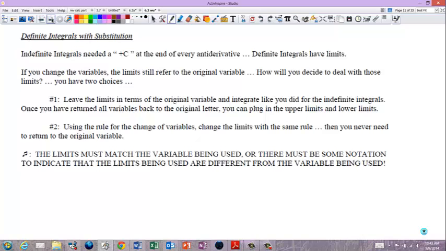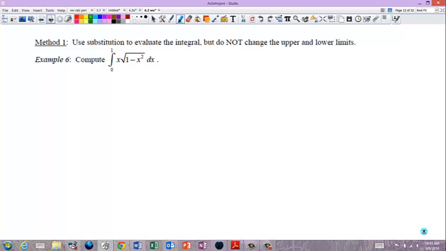And then don't forget a couple of little things. Don't forget your plus c. If you change the variables, the limit will still refer to the original variable. We need to look at how to do these, and let's do the two different methods. It says use substitution to evaluate the integral, but do not change the upper and lower limits. Well, we're going to use u substitution again. So u is going to be our inside function, 1 minus x squared. Du is going to be negative 2x dx.